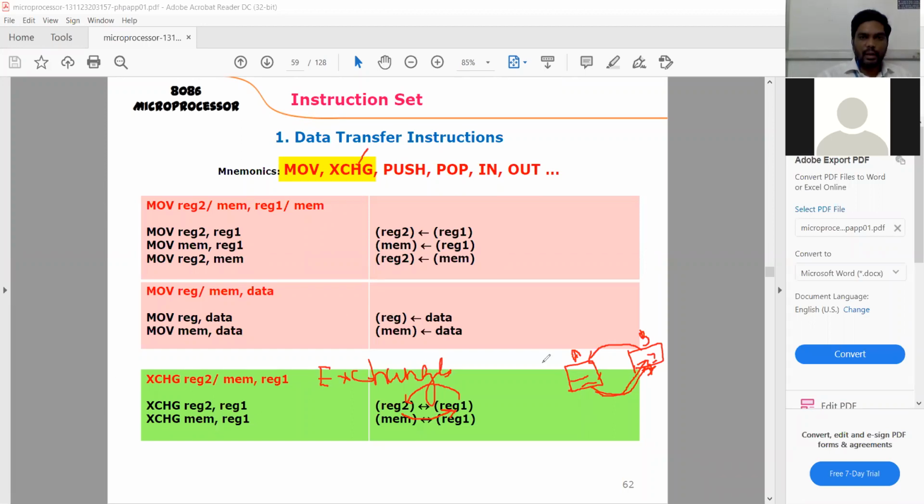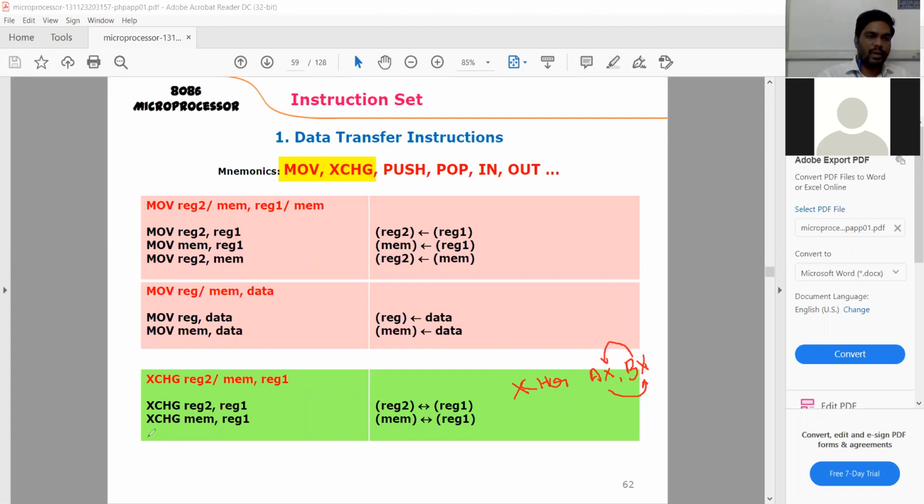I'll give you an example for this. The example may be XCHG AX comma BX. That means the contents of the BX register will get transferred to AX and the contents of the AX register will be transferred to BX. So these two registers exchange the data between them.